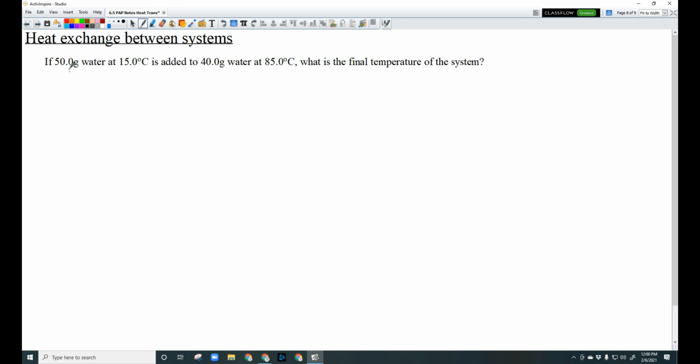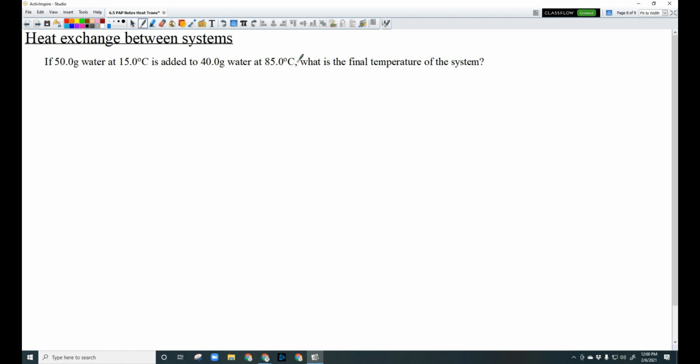Like, for example, if 50 grams of water at 15 degrees Celsius is added to 40 grams of water at 85 degrees Celsius, what's the final temperature of the system? So we can calculate that. Now, this is just one system being added to another system. So it could be, here in this case, water added to water, but it could be anything.